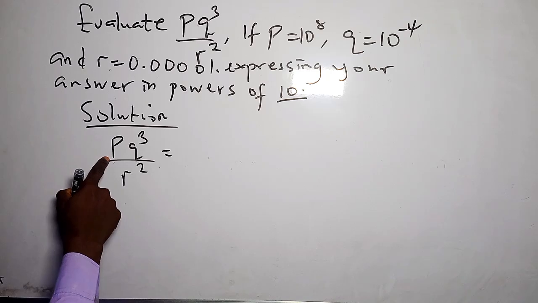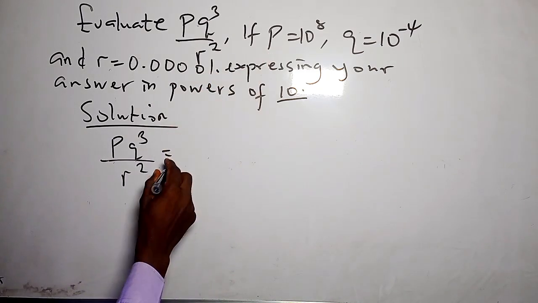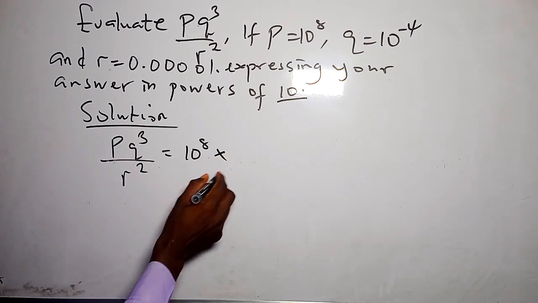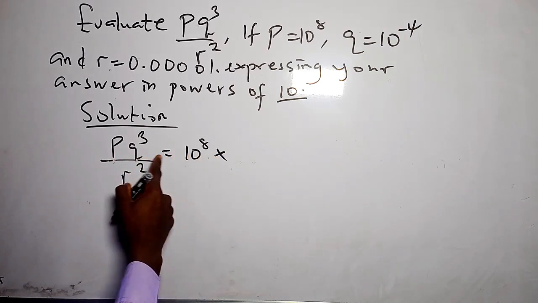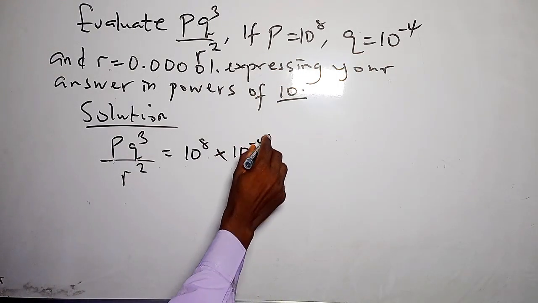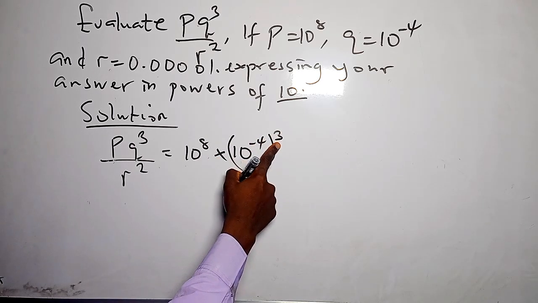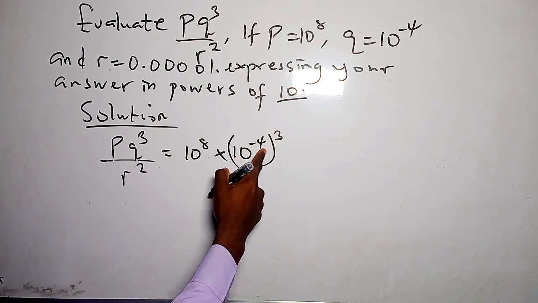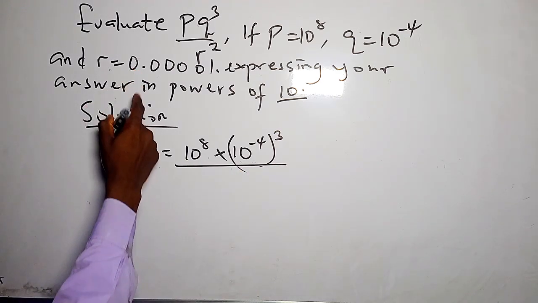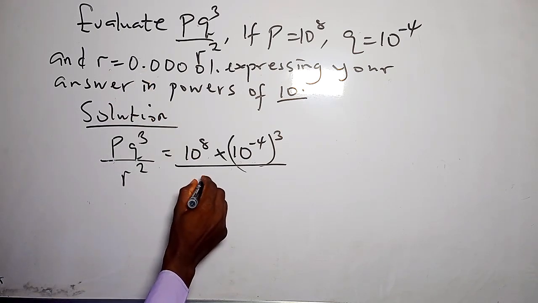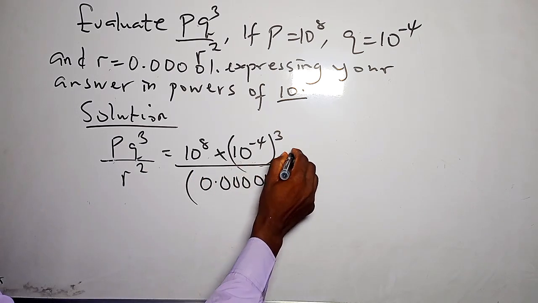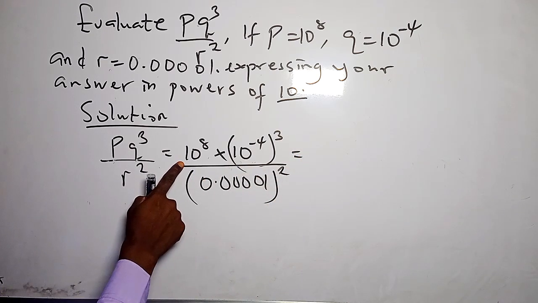For the value of p in the expression, we have 10 raised to the power 8, so we replace it. Times, since times is what brings p and q together, and for q we have 10 raised to the power minus 4. Then we have it raised to the power 3, which is the external power. All over, and for r we have 0.00001 squared.